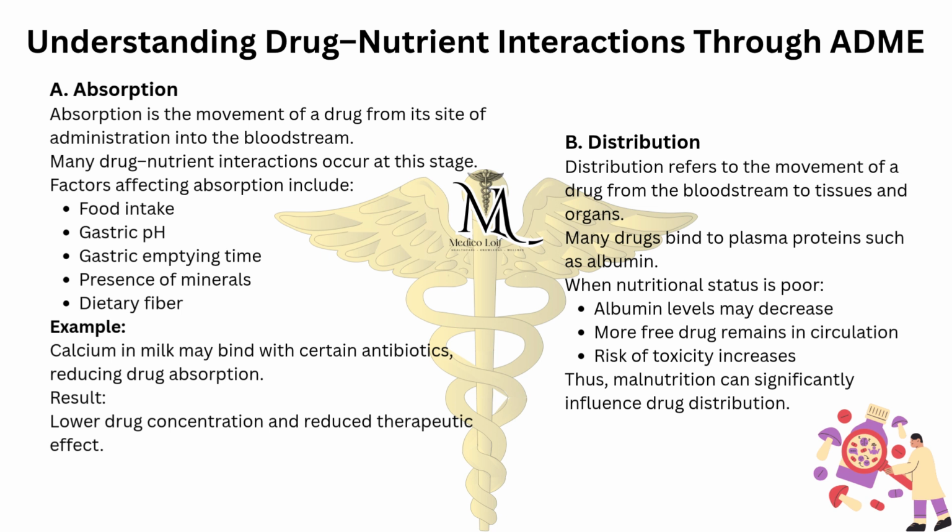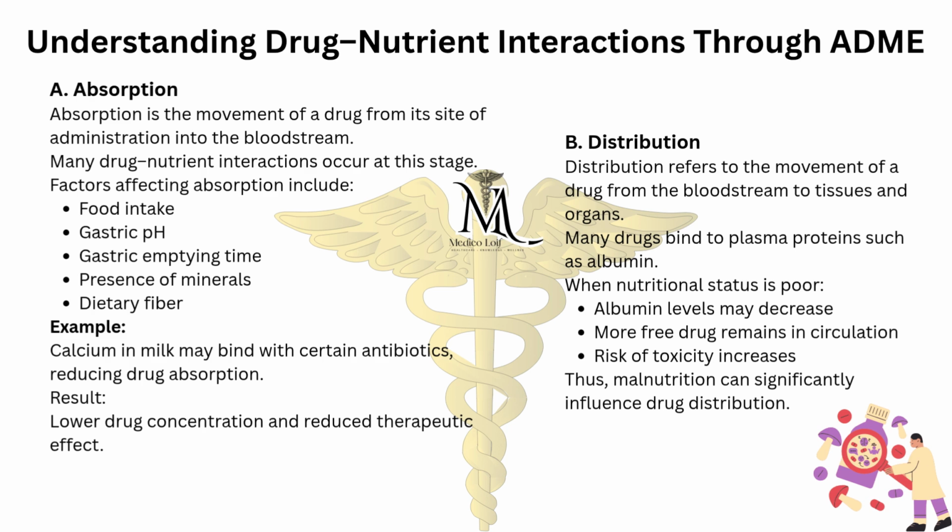Understanding drug-nutrient interactions through ADME. A. Absorption. Absorption is the movement of a drug from its site of administration into the bloodstream. Many drug-nutrient interactions occur at this stage. Factors affecting absorption include food intake, gastric pH, gastric emptying time, presence of minerals, dietary fiber. Example: calcium in milk may bind with certain antibiotics, reducing drug absorption. Result: lower drug concentration and reduced therapeutic effect.